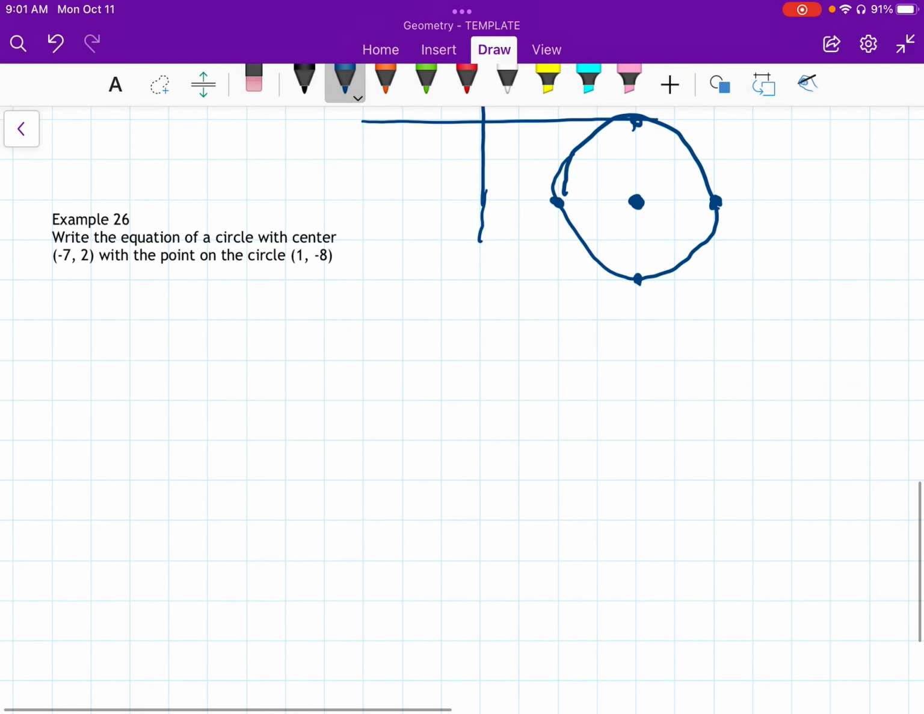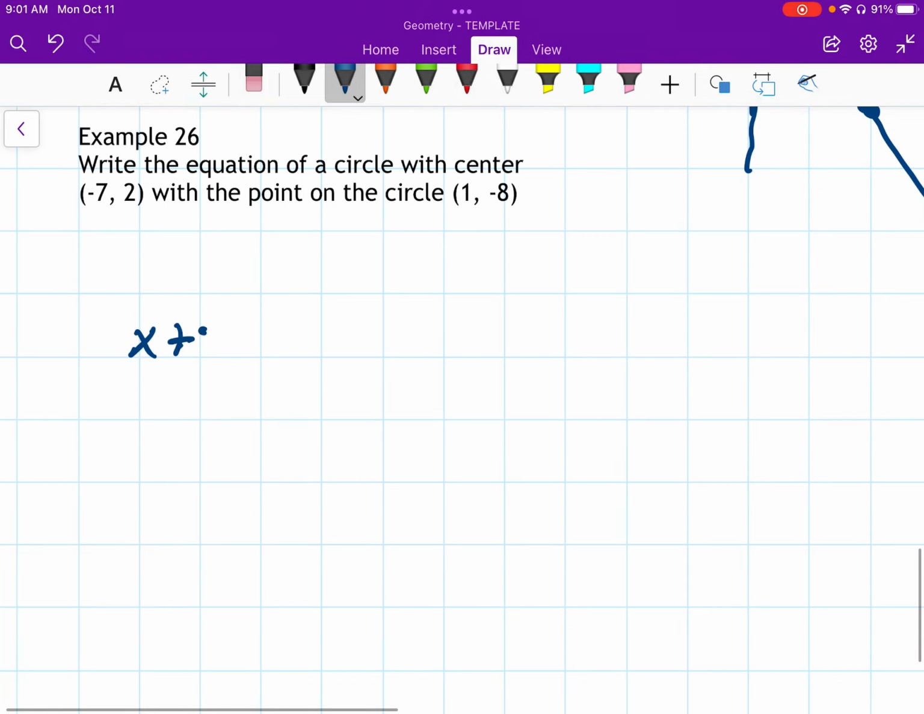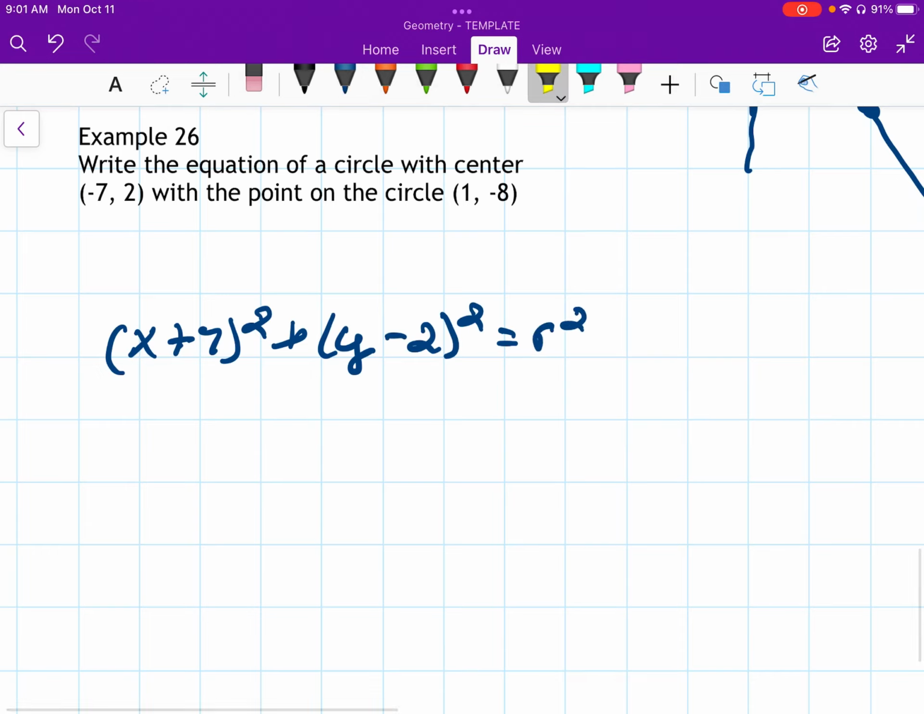Next up, example 26. Write the equation of a circle with the center at negative 7, 2, and a point on the circle is 1, negative 8. So they did not give us the radius there. So this will be x plus 7 squared plus y minus 2 squared equals r squared. What I did there is I plugged in my center into my formula, and I left the r, my radius, as the variable there.